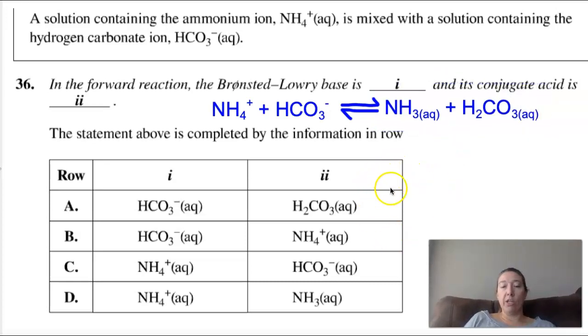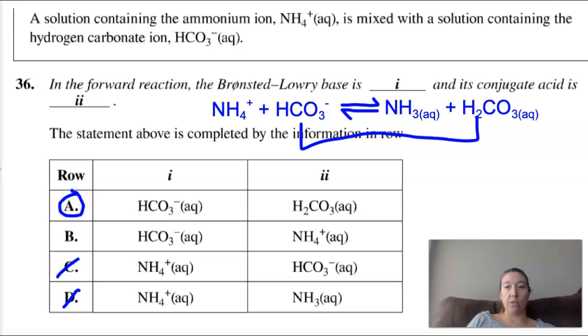Okay, so now we can actually answer the question. It said in the forward reaction, the Bronsted-Lowry base is, well, we've already established that the base is the hydrogen carbonate ion, right? Because ammonium can only be an acid. So its conjugate acid is, the conjugate to HCO3 minus is going to be the H2CO3, right? Because the only difference between them is this has 2 H's and this has 1, so it has the extra. So we're looking at A for our answer.